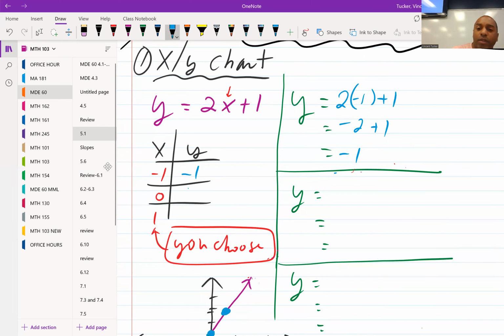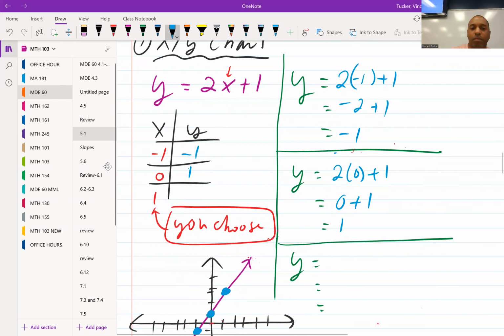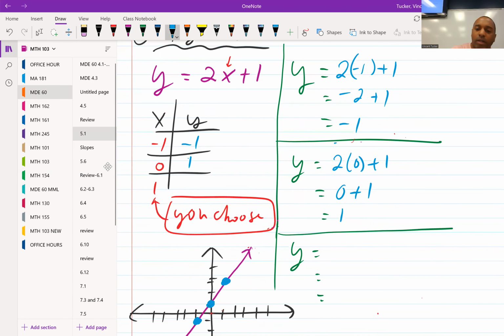Then you do the same thing for the other 2 values. Plugging in 0, 2 times 0 is 0, and 0 plus 1 is 1. Then for the last one, plugging in +1 gives us 3. I'll give you guys a chance to write before we look at graphing.